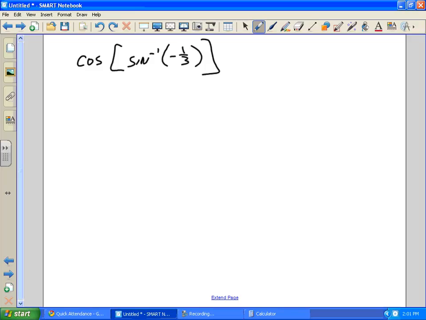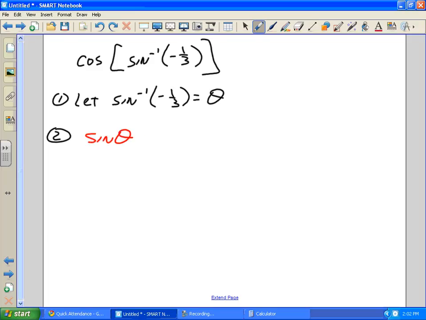Okay. So it starts off: 1. Let the inverse sine of negative 1/3 be theta. 2. Isn't it true that if the inverse sine of negative 1/3 equals theta, then the sine of theta equals negative 1/3? Isn't that true? Yeah. And so I always start there, and then I'm going to go to my triangle.